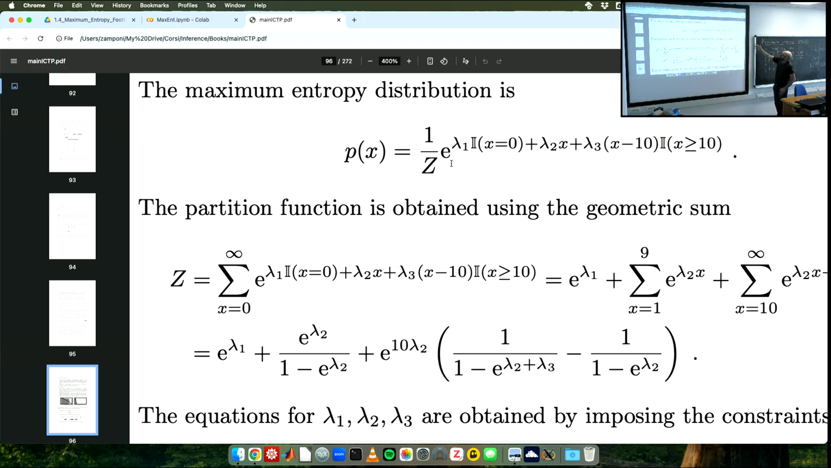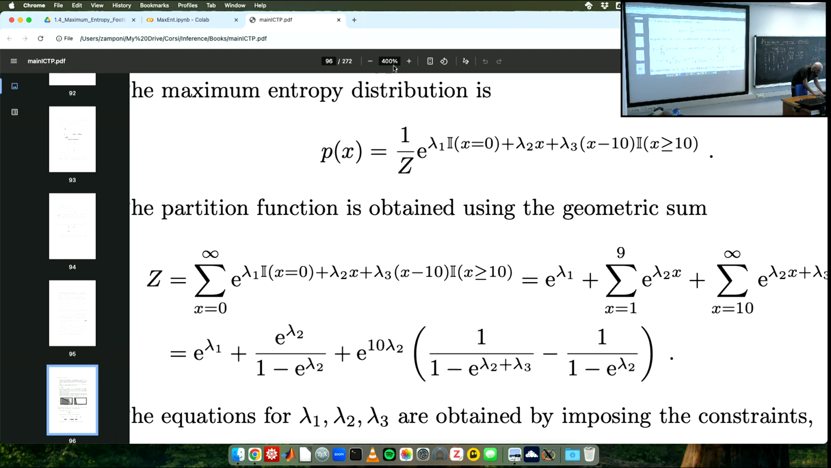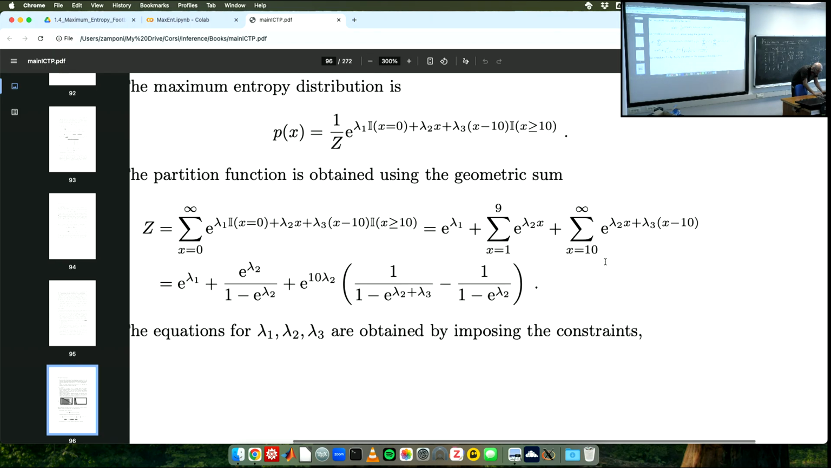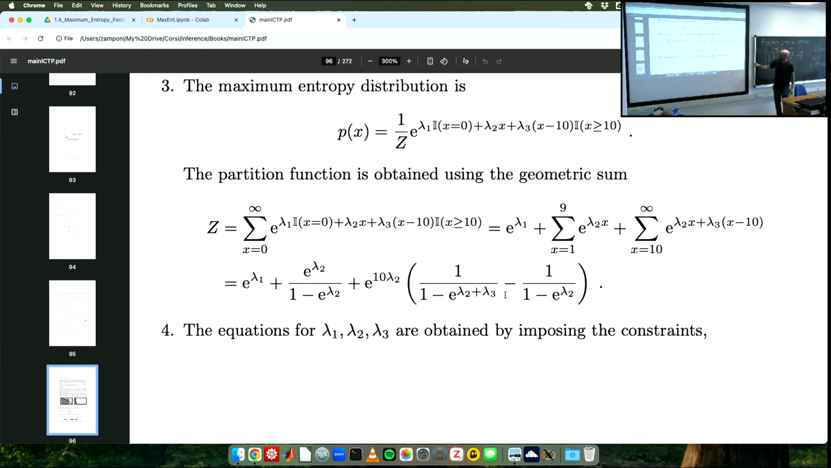The reason I chose it in this way is that it's easy in that case to compute the partition function, because these are geometric sums. So you do your calculation and you get this result. Okay? So you have 3 Lagrange multipliers that you have to fix.